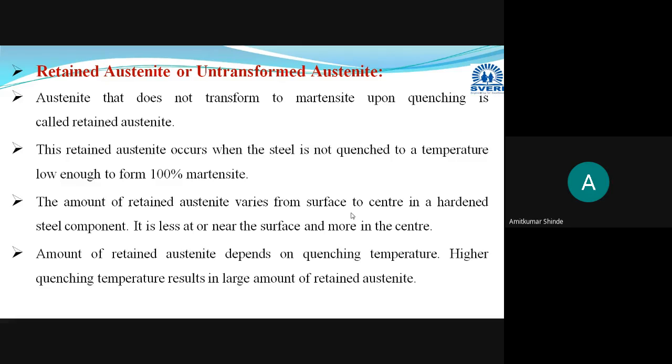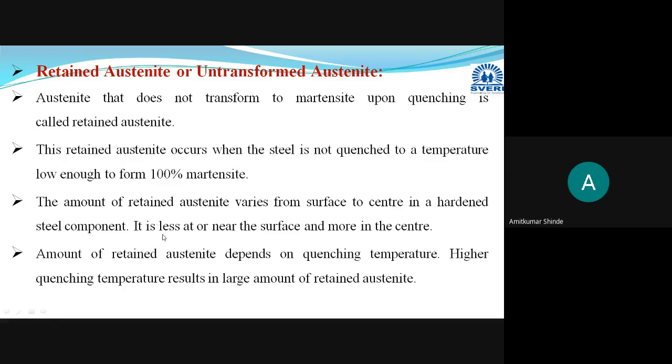And if you observe the surface, then the amount of retained austenite will be very much less at the surface. And if you observe the center of that component, then the amount of retained austenite will be in a very large quantity. Then why is it happening? Why is the amount of retained austenite very less at the surface or near the surface, and why is it more at the center or near the center?